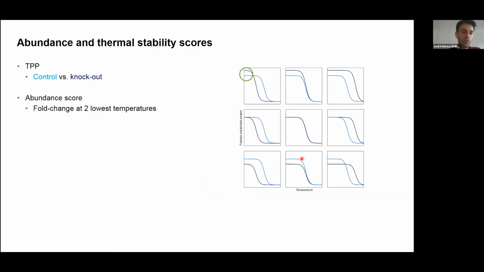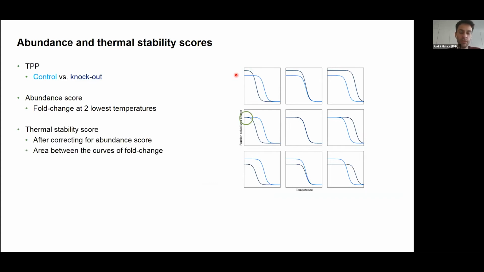So what we do is for every mutant and every protein, we calculate 2 scores. One of them is the abundance score, which corresponds to the fold change at the 2 lowest temperatures. We know that at these temperatures, no protein has started to melt. So any change at these temperatures must be a consequence of changes to the levels of the protein. And then we calculate the thermal stability score by correcting for any abundance change and calculating the area between these 2 curves. We take all the abundance and all the thermal stability scores, we normalize them across all mutants with a set transformation, and then we calculate significance from the 2 replicates using limma, which is a robust t-test.